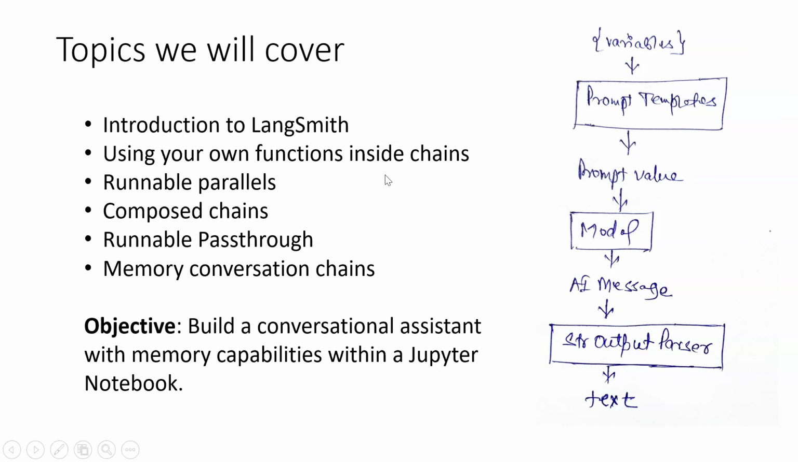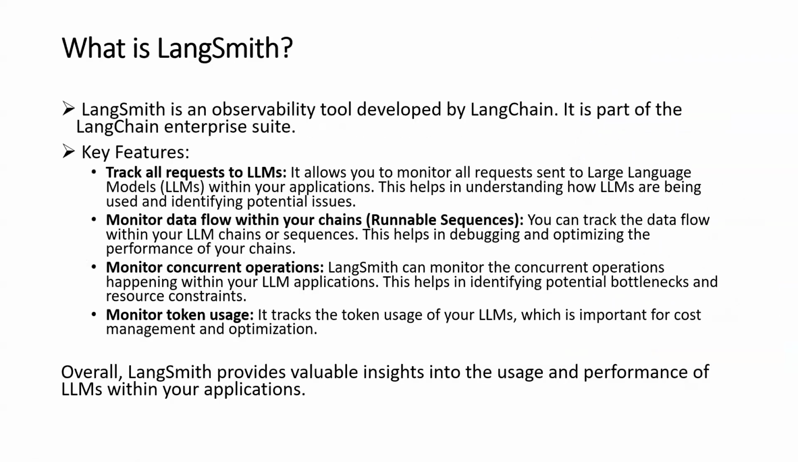So there is a lot of abstraction going on. If something goes wrong, I should know how to track my application, how to see where something wrong is going on. In order to track all my requests and all the values flowing within my chain, I can use LangSmith basically. I hope it is clear.